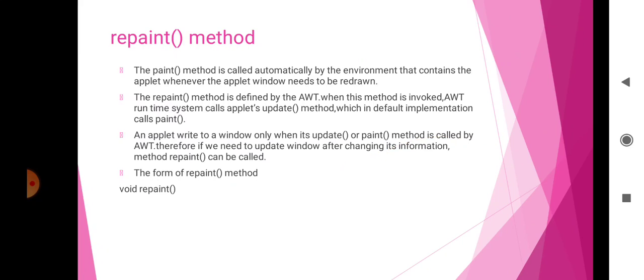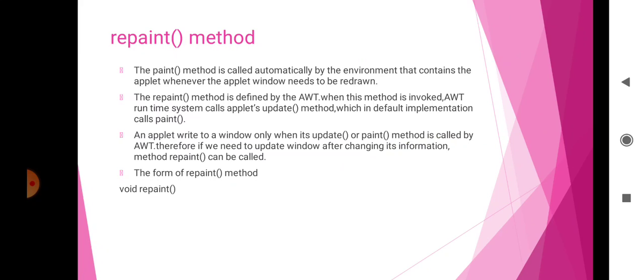Then the next method is the repaint method. The paint method is called automatically by the environment, usually a web browser that contains the applet, whenever the applet window needs to be redrawn. This happens when the component is first displayed, but it can happen again if the user minimizes the window that displays the component and then restores it, or if the user moves another window over it and then moves that window out of the way.